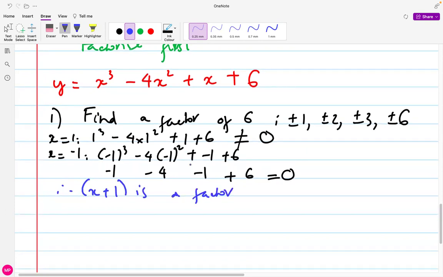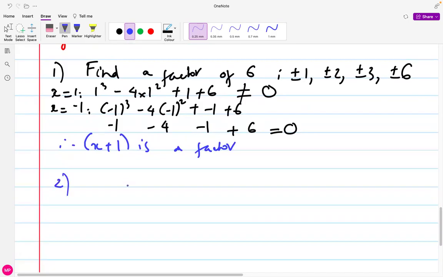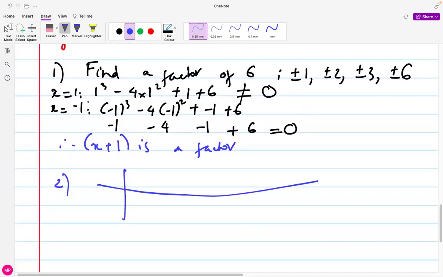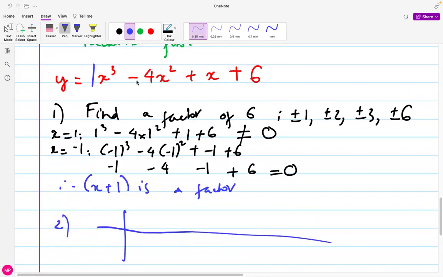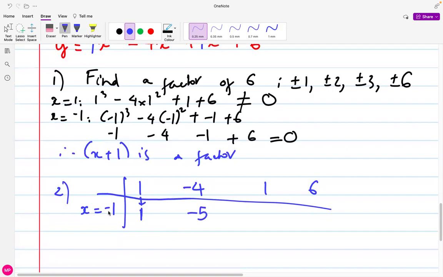Okay. Then your next step is you're going to draw a table and you're going to find the quotient when you divide it by x plus 1. So you have 1, -4, 1, and 6. You write as coefficients. Then you have x plus 1, so you turn down x equals -1. Number 1, you bring it down. -1 times 1 is -1. Plus -4 is -5. Then doing the same thing, -1 times -5 is 5. 5 plus 1 equals 6. And then -1 times 6 is -6 plus 6 gives you 0.